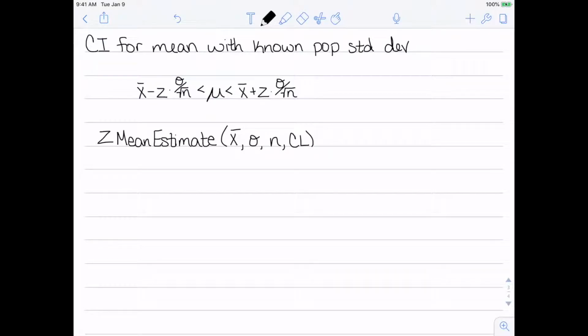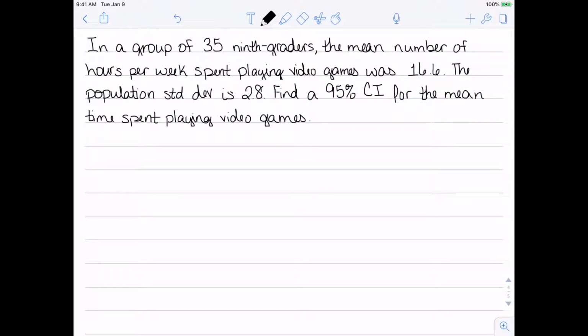So let's look at a few examples. So we have a group of 35 ninth graders. We know that per week they spend an average of 16.6 hours playing video games. We also know the population standard deviation is 2.8. So we want to find a 95% confidence interval for the mean.